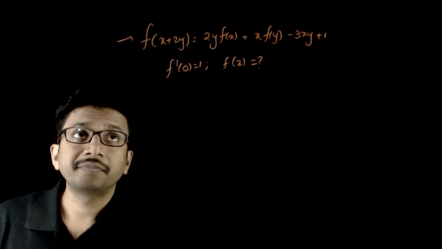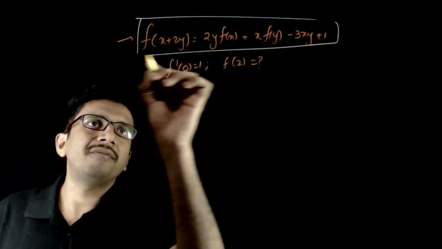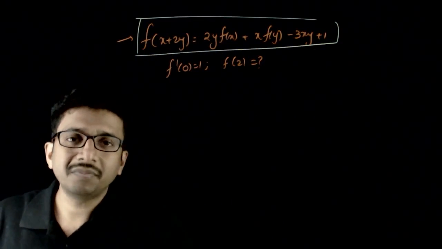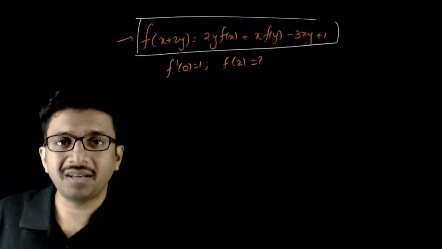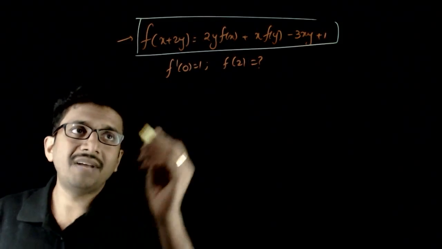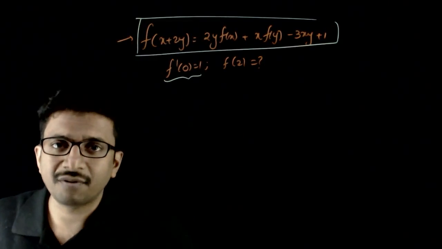So welcome students. So in this question you are given a functional equation f of x plus 2y is equal to 2y f of x plus x times f of y minus 3xy plus 1, and f dash of 0 is equal to 1. That's given information. You are asked to find f of 2.